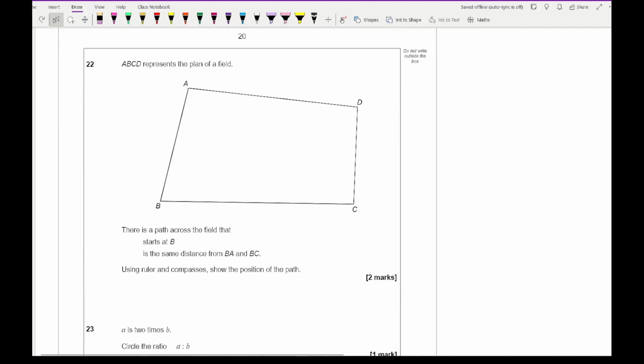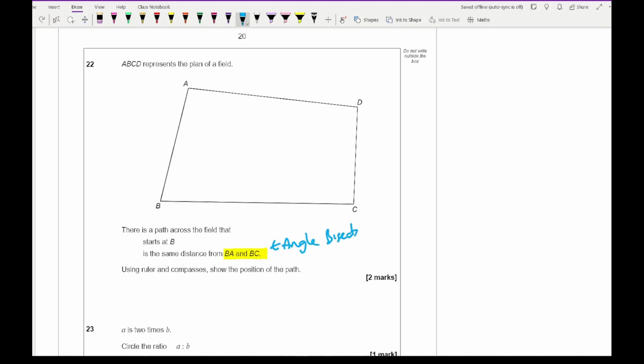For question 22, it says ABCD represents a plan of a field. There is a path across the field that starts at B and is the same distance from BA and BC. Now for this, what we need to do is do what we call an angle bisector.